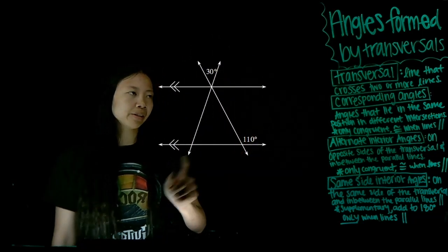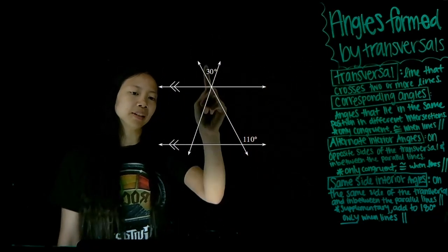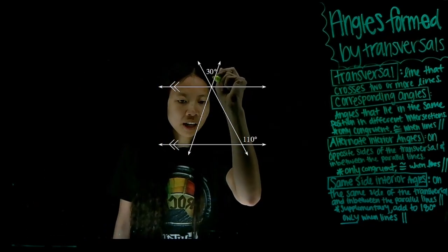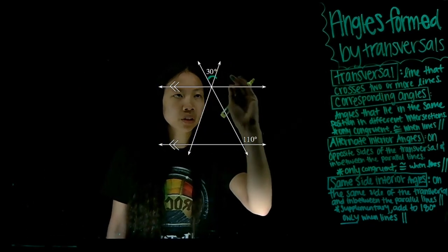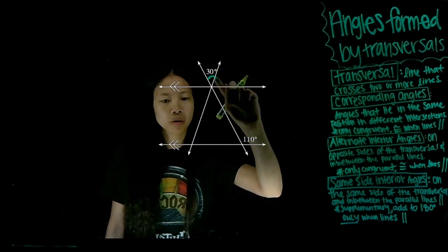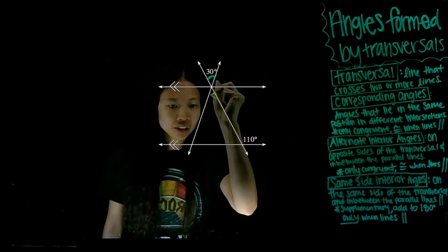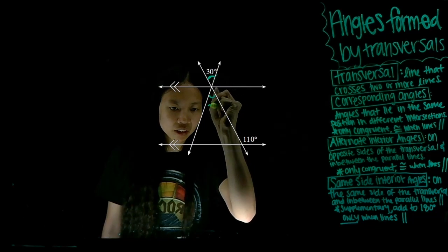All right, let's check out this example here. Our goal here is to use our angle pair relationships to fill in all the missing angles here. So let's check out this 30 degrees right here. I know that 30 degrees, we have a vertical angle pair right below it. Remember, vertical angles are angles that are directly opposite of the intersection point. So I know that this one has to be 30 degrees as well.